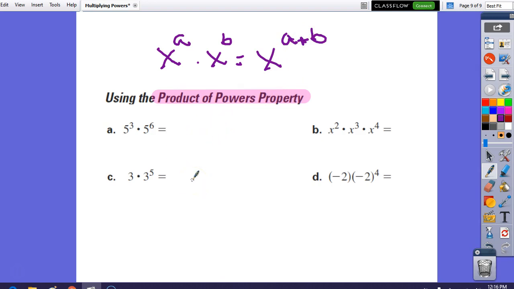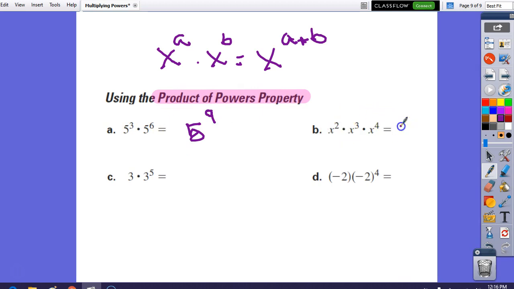If you would like to hit pause now and attempt them, it'd be a good time to pause the video, and then we can come back and talk about the solutions. All right, so let's talk about the solutions. 5 to the third times 5 to the sixth looks like the same base, 5 and 5, so we write the same base, don't do anything else with that, and then raise that to the 9th power, 3 plus 6.